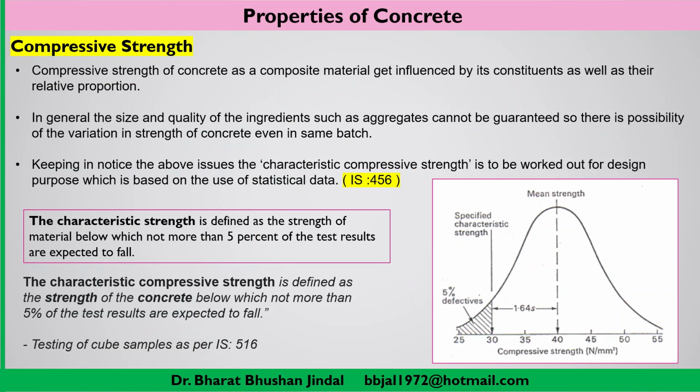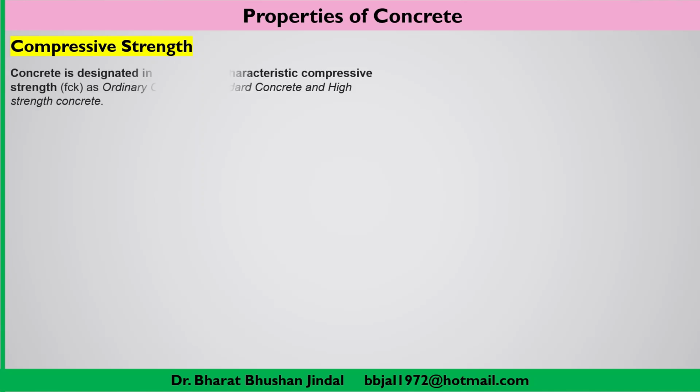So here we are able to understand the meaning of characteristic compressive strength and why we are using the value of characteristic compressive strength instead of the actual compressive strength of the cube. Now, concrete is basically designated in terms of its characteristic compressive strength, for which the symbol we use is fck, and we can designate it as ordinary concrete, standard concrete, as well as high strength concrete.